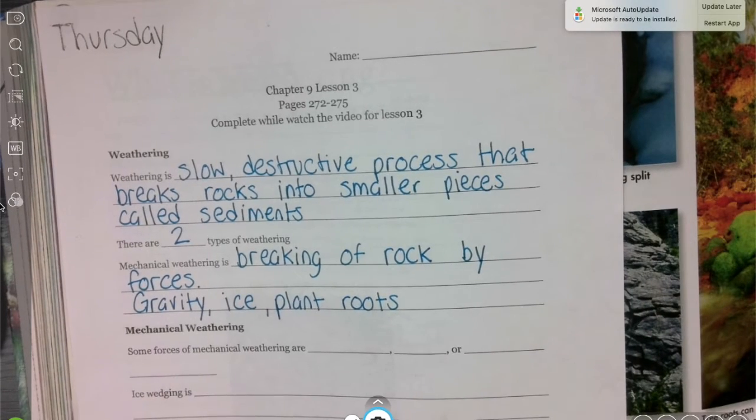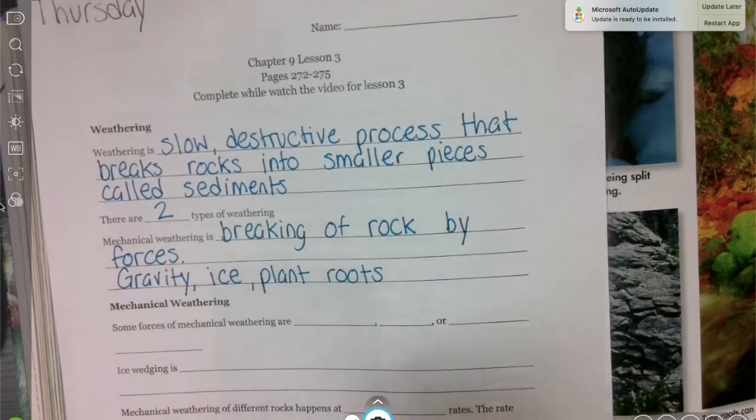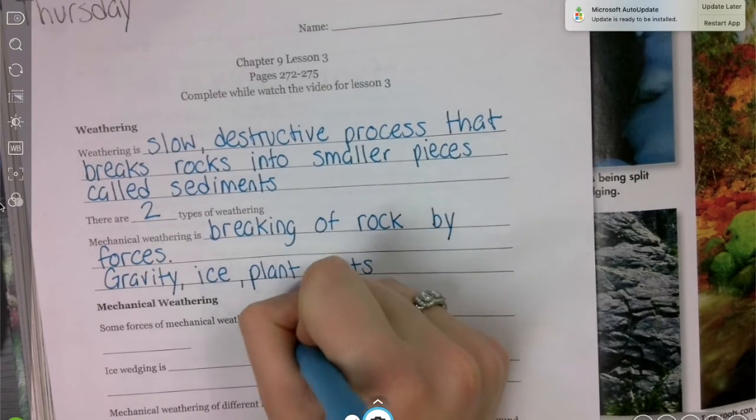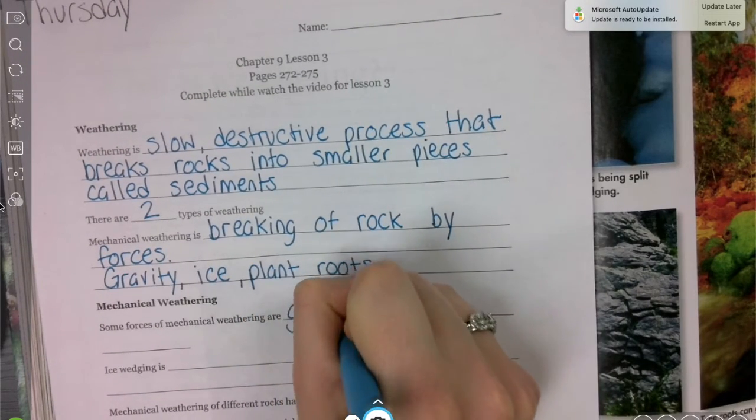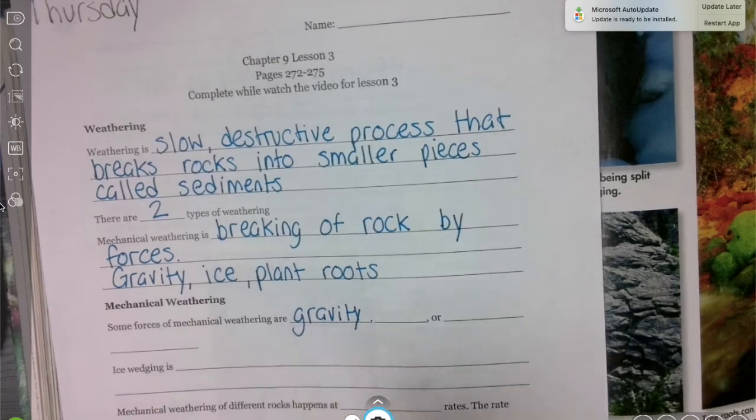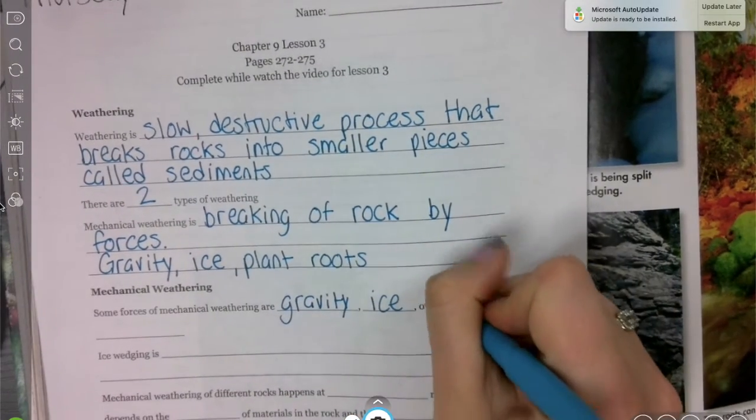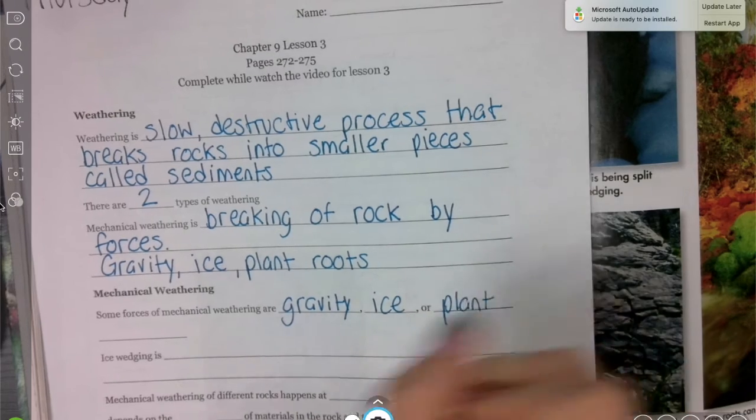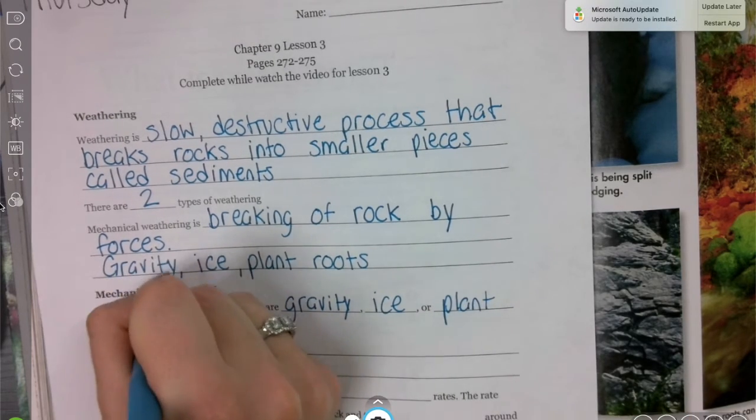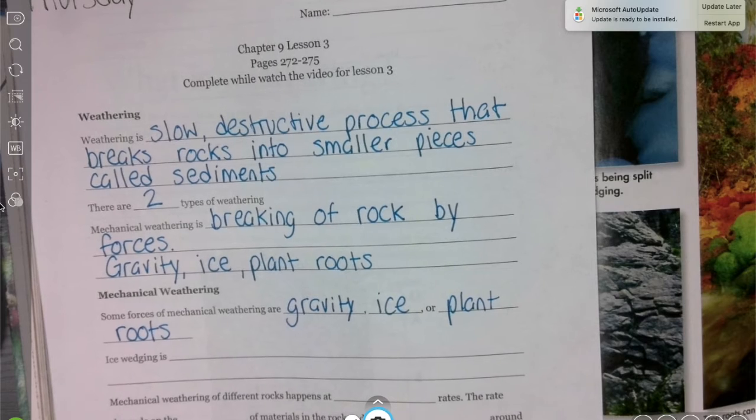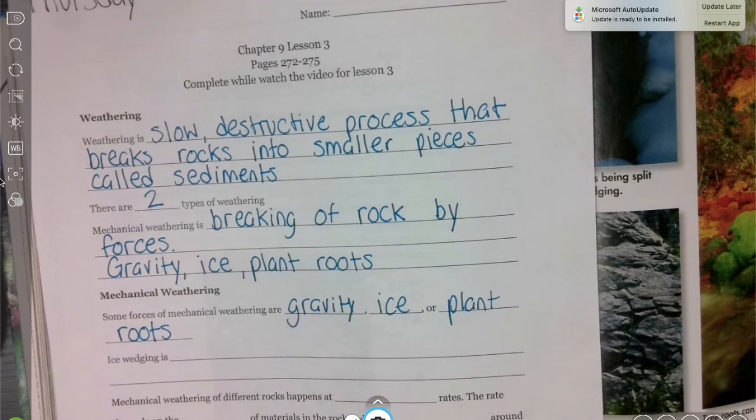Sorry for making you write that twice. We are going to write it down here, and that's fine. Just so you've got it down. Now you really know. So the forces of mechanical weathering are gravity, ice, or plant roots. And that's not necessarily the only ones, but it is the majority of them.